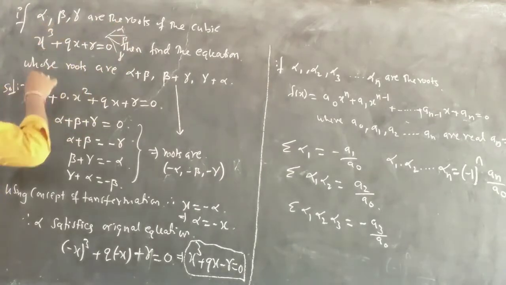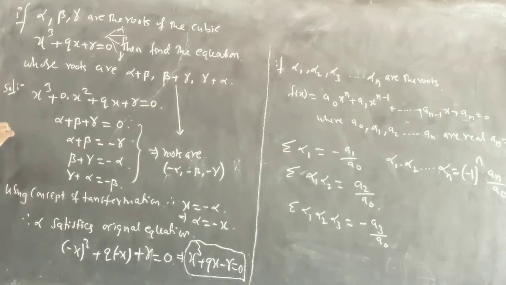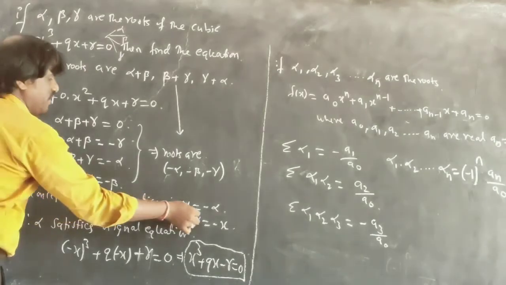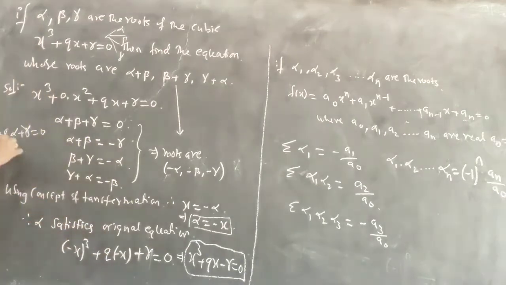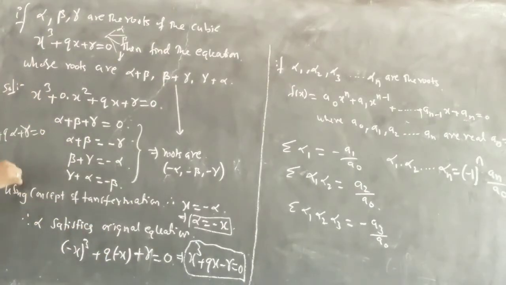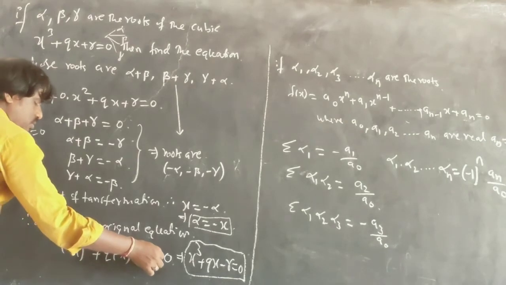Alpha can be substituted here. If alpha is substituted here, what do I get? Alpha cube plus q times alpha plus r is equal to 0. So in place of alpha, I can write minus x. That will be the required equation: minus x cube plus q times minus x plus r is equal to 0.